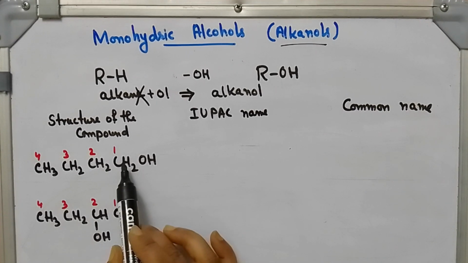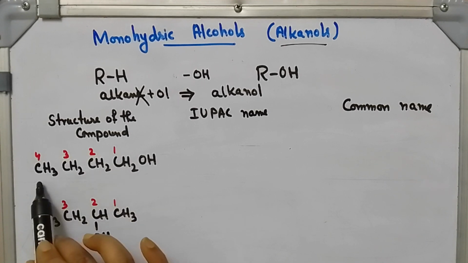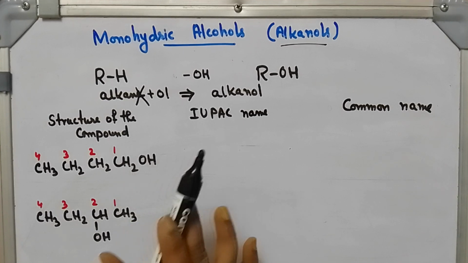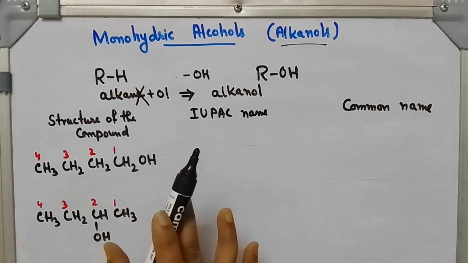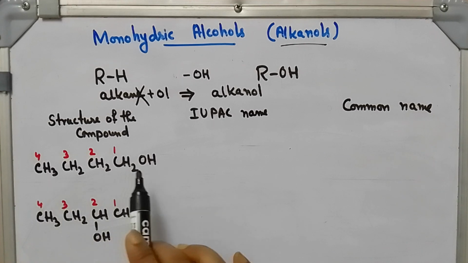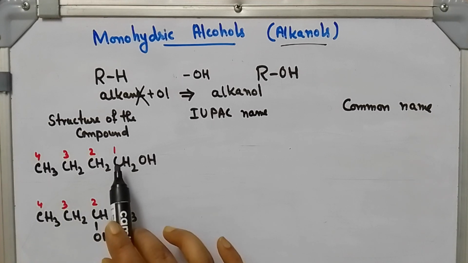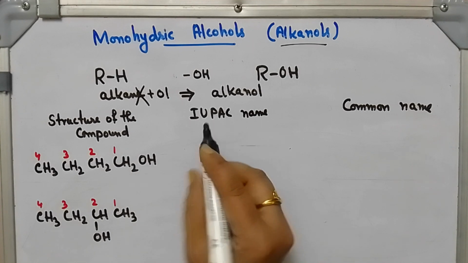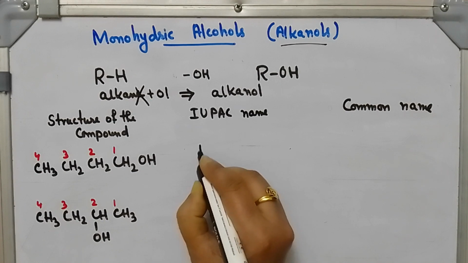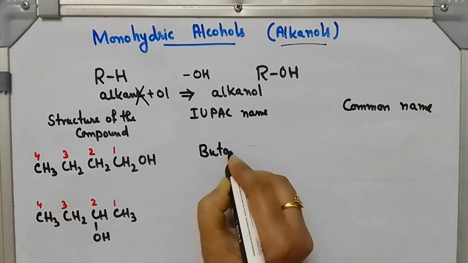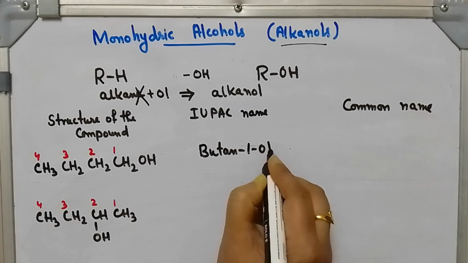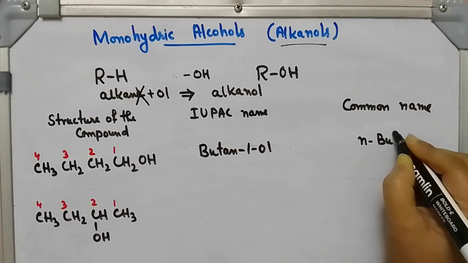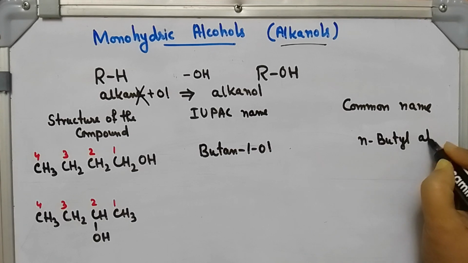So numbering should be done this way, not this way. If from left to right we are doing numbering, then the carbon containing it is getting number 4, so that is not considered. This one should be considered to give the minimum number to the carbon atom attached to the functional group. So what is the IUPAC name here? After dropping E, it is a 4 carbon atom chain. So it is butan-1-ol. And its common name is n-butyl alcohol. N means normal.